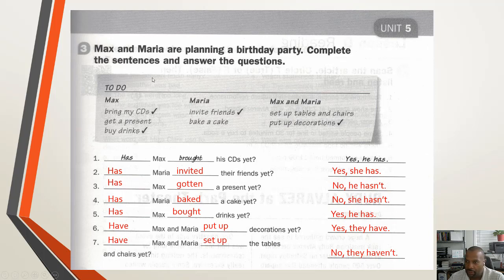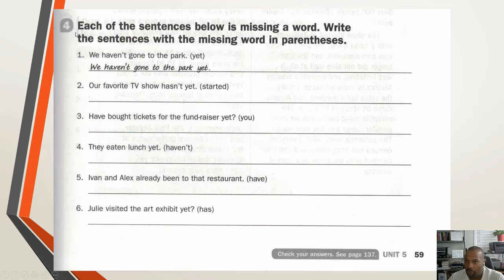Okay, so that was number 3. Let's look at number 4. Number 4 on page 59. Each of these sentences below is missing a word. Write the sentences with the missing word in the parenthesis. Okay, so the first one is done for us. We haven't gone to the park. The word in parenthesis is yet. So they rewrote this and said, we haven't gone to the park yet.